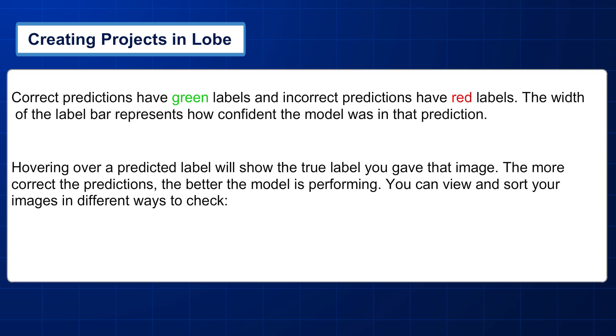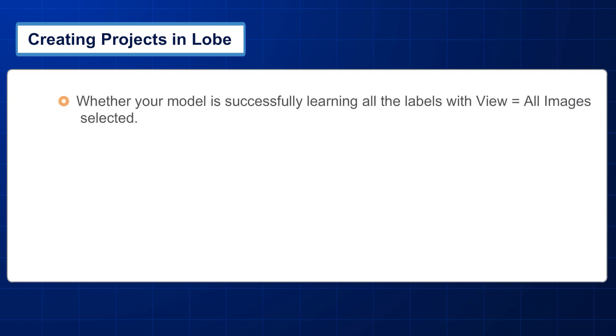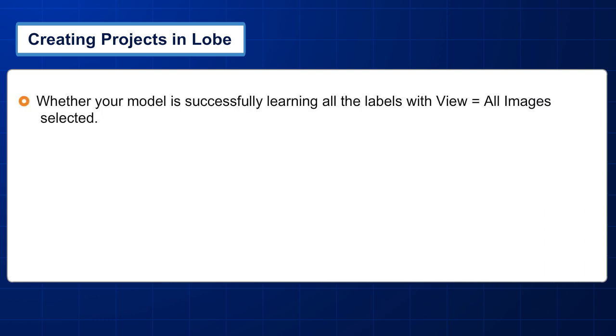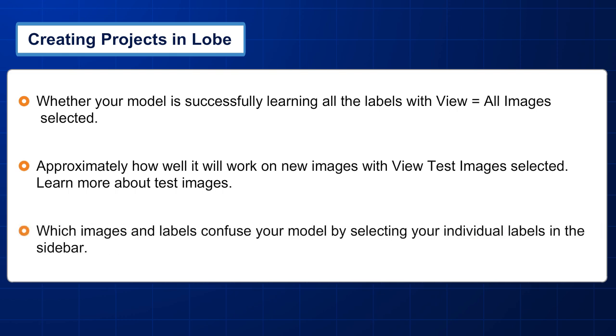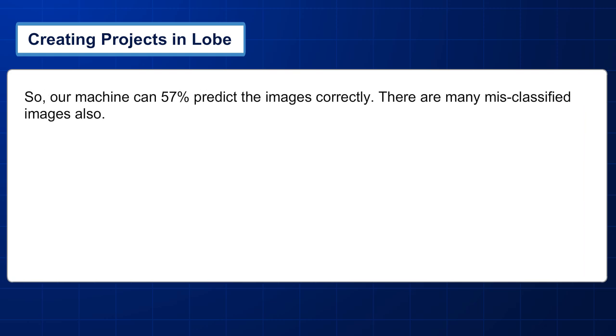You can view and sort your images in different ways to check whether your model is successfully learning all the labels with View, All Images Selected. Approximately how well it will work on new images with View, Test Images Selected. Learn more about test images. Which images and labels confuse your model by selecting your individual labels in the sidebar? So, our machine can predict the images correctly 57% of the time. There are many misclassified images also.